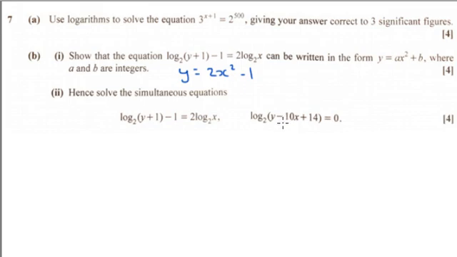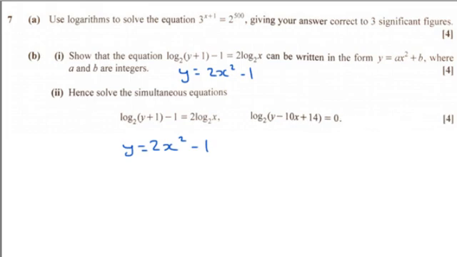Okay, part 2 then says, hence solve these simultaneous equations, which look quite awful, but we've already changed this into this equivalent quadratic. So instead of using this, I'm going to use the non-log equation instead. Now this is a little bit unusual. We've got a log to the base 2 of something equals 0.